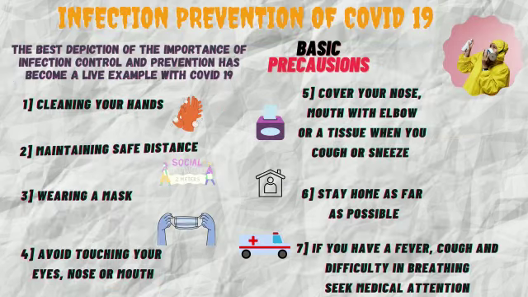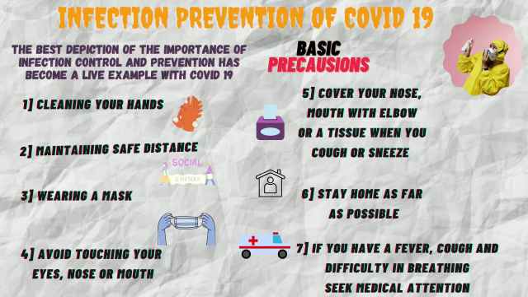Infection prevention of COVID-19. The best depiction of the importance of infection control and prevention has become a live example with COVID-19. With the total deaths risen to 1.06 million worldwide, the knowledge of preventing further spread of this virus has become need of the hour. It is crucial to know and follow appropriate precautions so as to protect ourselves and others around us.